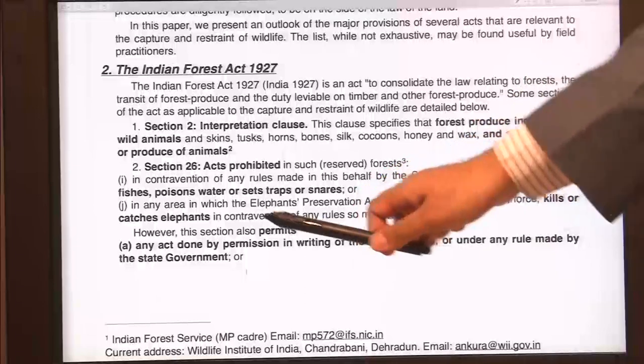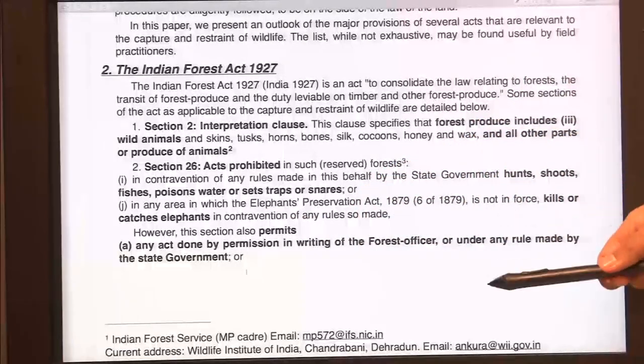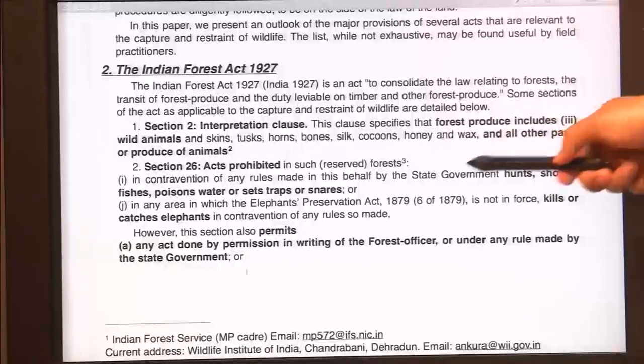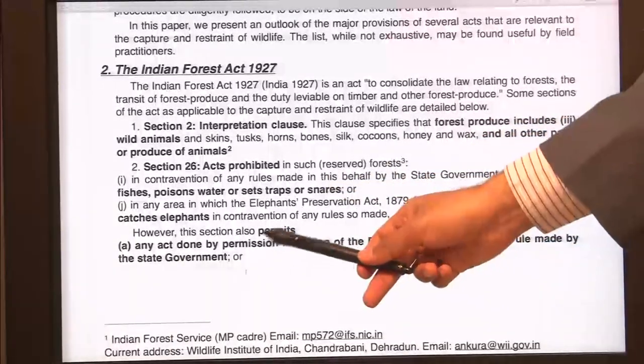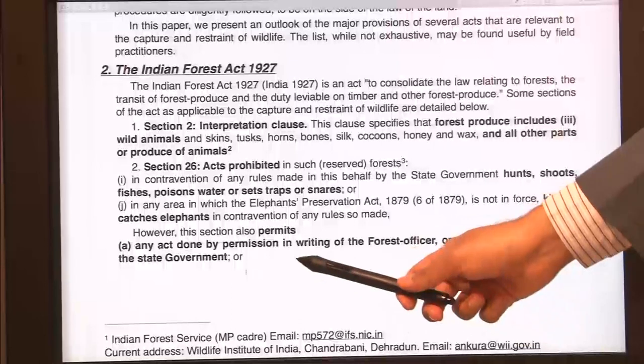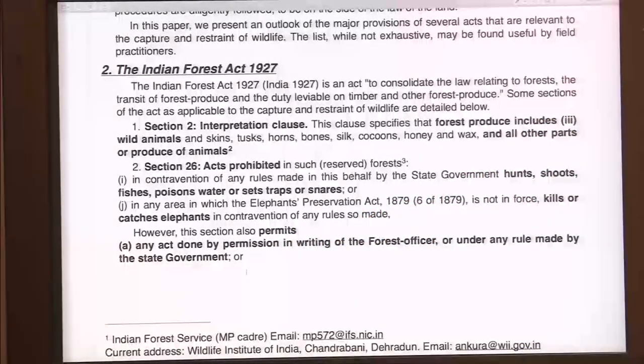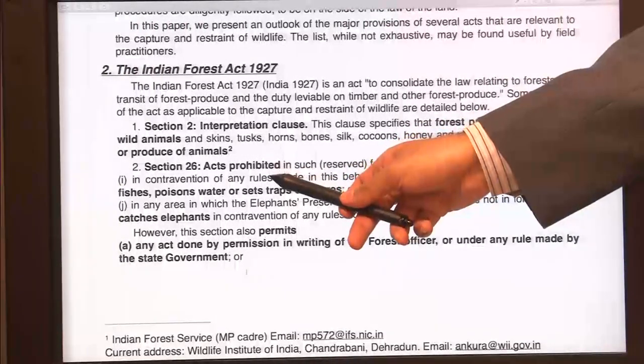Killing or catching of elephants, in areas where we do not have the Elephant Preservation Act in place, is also covered, but this section also permits any act done by the permission in writing of a forest officer or under rules made by the state government. So, essentially all of these activities are prohibited, they are not banned.